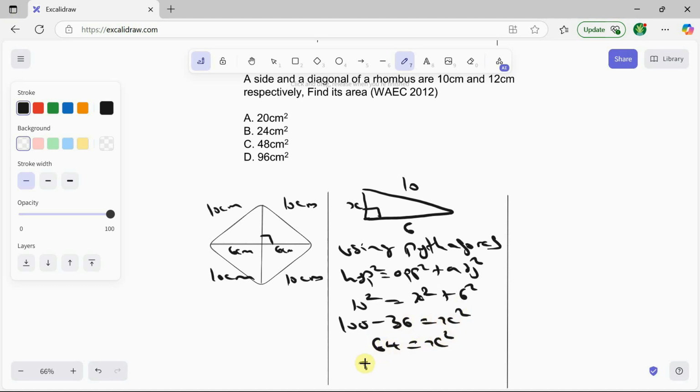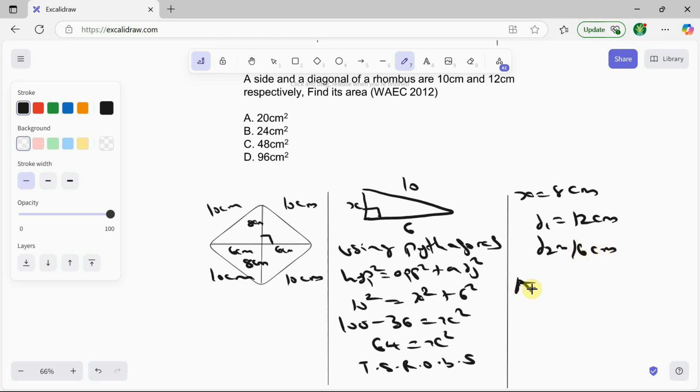So if I take square roots of both sides, our x will be equal to 8 centimeter, right? So this place here is 8 centimeter, this place is 8 centimeter, and because whatever the length of this half is will be the length of this other half, this place will be 8 centimeter, right? 8, 8, 6, 6. So that means that the first diagonal, our D1, is 12 centimeter, and our D2 is 8 plus 8, which is 16 centimeter.